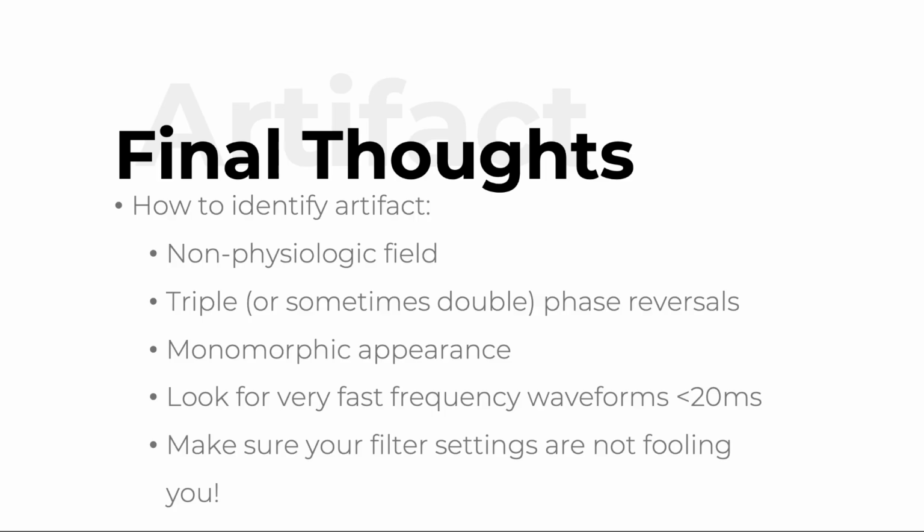So a couple principles as we conclude before we hit the questions here. Some final thoughts. You want to look at artifact in a couple ways. You want to identify artifact by seeing a non-physiologic field, a maximal field that doesn't really make sense, like two parts of the brain all at once. Triple or sometimes double phase reversals, with triple being the stronger evidence than double. A monomorphic appearance, or a very similar appearance again and again. Very fast frequency waveforms that are too fast to qualify as a spike, which is less than 20 milliseconds.